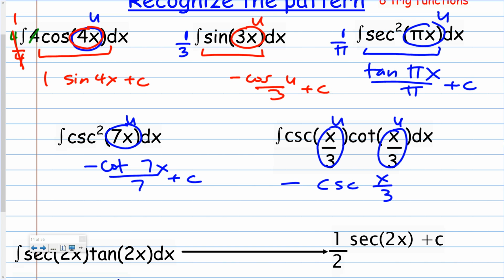Okay, what's the derivative of x over 3? 1/3. If you divide by 1/3, what are you really doing? Multiplying by 3. So you see how that works. Okay, so I'm trying to give you a shortcut. If you don't like this shortcut, then don't do it. But I'm trying to give you a shortcut because eventually we're going to have to work pretty fast.